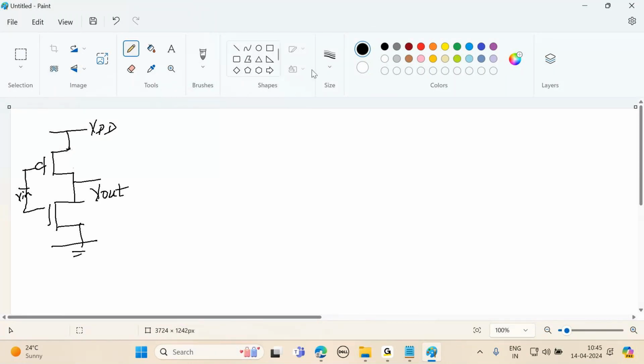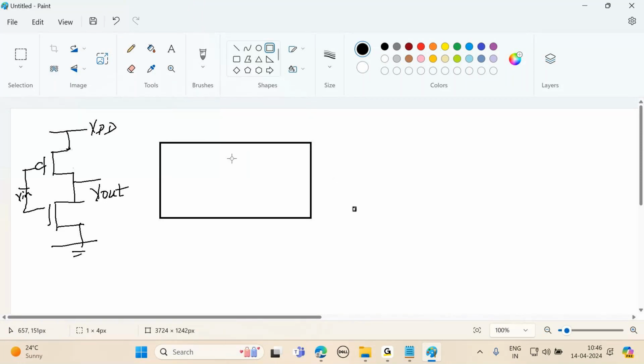So if you draw the CMOS inverter structure, what do you find? You find a P substrate. In the P substrate, you are going to form an N well. Inside this N well, you are going to form P plus source and drain, and here you are going to form N plus source and drain. This is N plus. This is P plus.